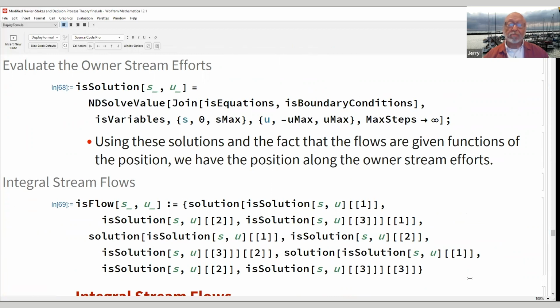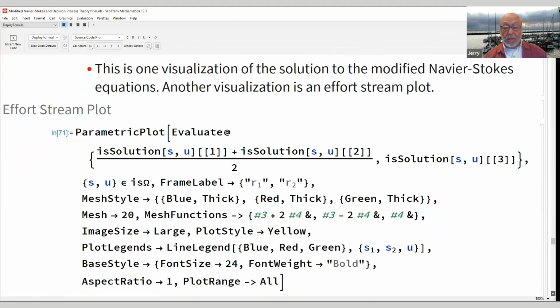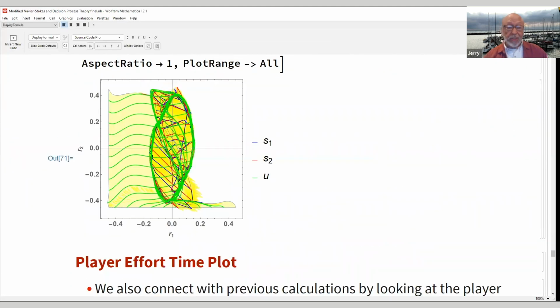Now solve two equations, more differential equations. These are two-dimensional integral curves, if you like. So they're exact. We're not assuming anything about the compressibility, and we compute what I call these effort streams. Oops, I went too far.